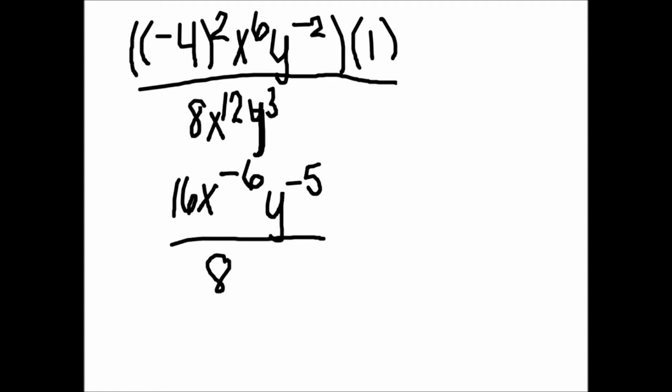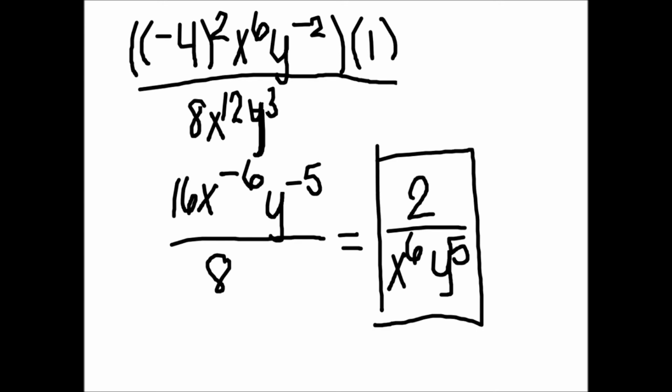Whenever we have negative exponents, we move those to the denominator. So 16, we can do 16 over 8. 16 over 8 is just 2. So 2 divided by, because this is negative, we bring x to the 6th to the denominator, and as well as make y to the 5th in the denominator as well. And that will be our final answer.